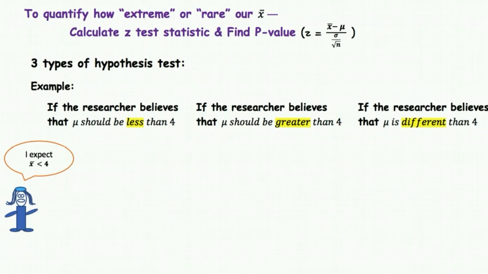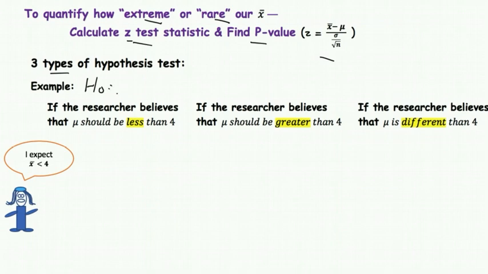To quantify how extreme or how rare a sample mean is, we're going to calculate a z-score. We call that a z-test statistic, by using this formula. And then we're going to find a p-value. P-value is just a probability number. Now this p-value depends on z, of course, but also depends on the types of hypothesis tests that we have. So there are 3 different types. So let's use our usual example to illustrate.